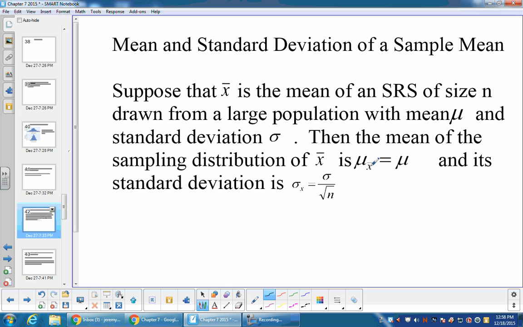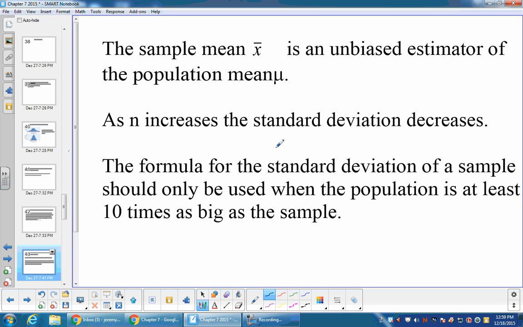Now, the means and standard deviations are fairly similar. The mean of our x-bar distribution, we'll call this an x-bar distribution instead of p hat, is going to be the true mean. Now the standard deviation is the standard deviation for the entire population divided by the square root of n. Now we'll put this into practice pretty soon.